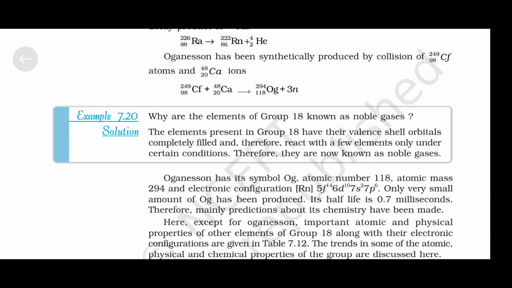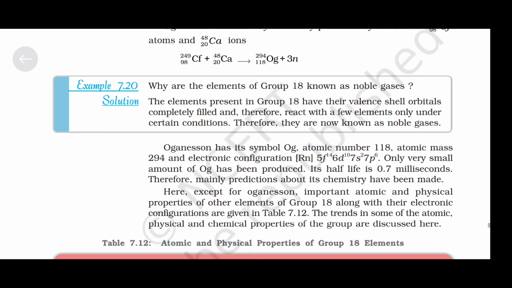Example 7.20. Why are the elements of group 18 known as noble gases? The elements present in group 18 have their valence shell orbitals completely filled and therefore react with a few elements only under certain conditions. Therefore, they are known as noble gases.